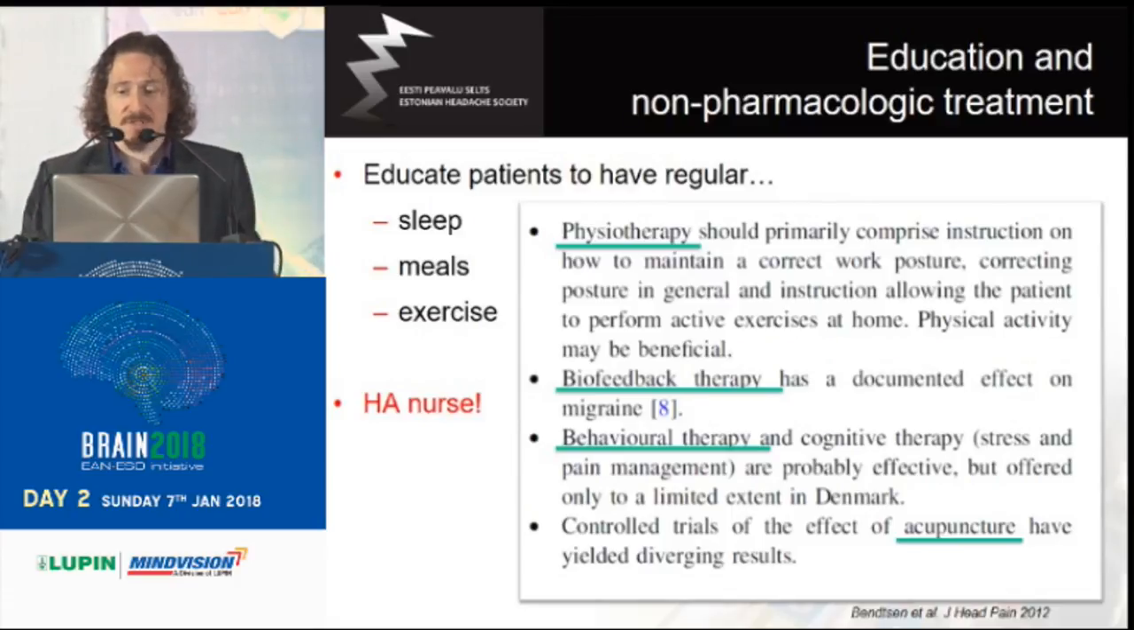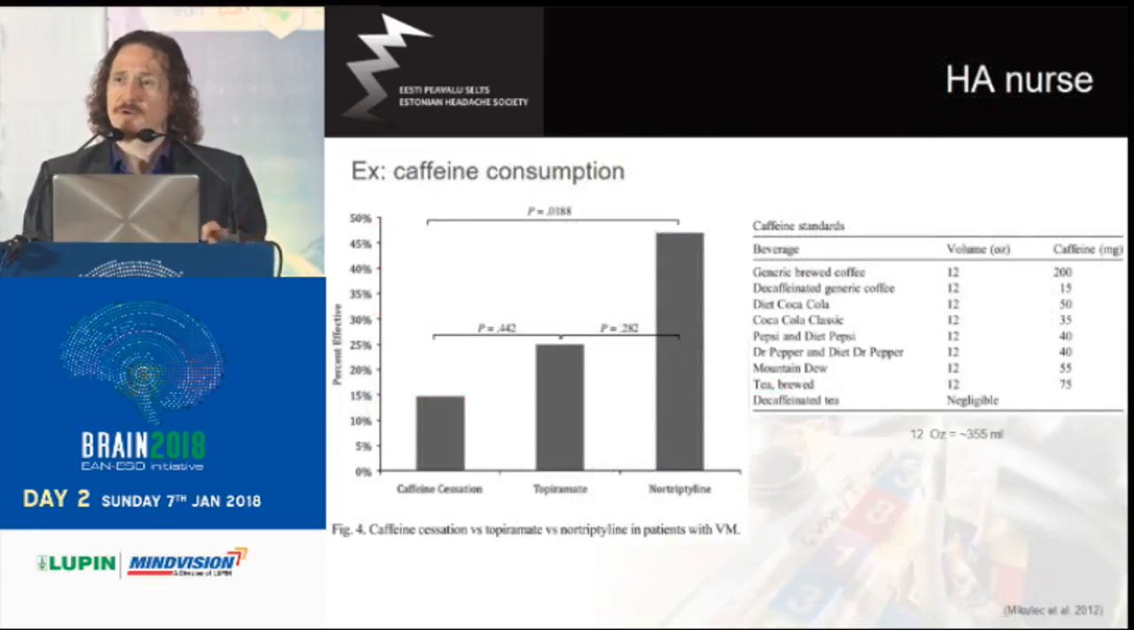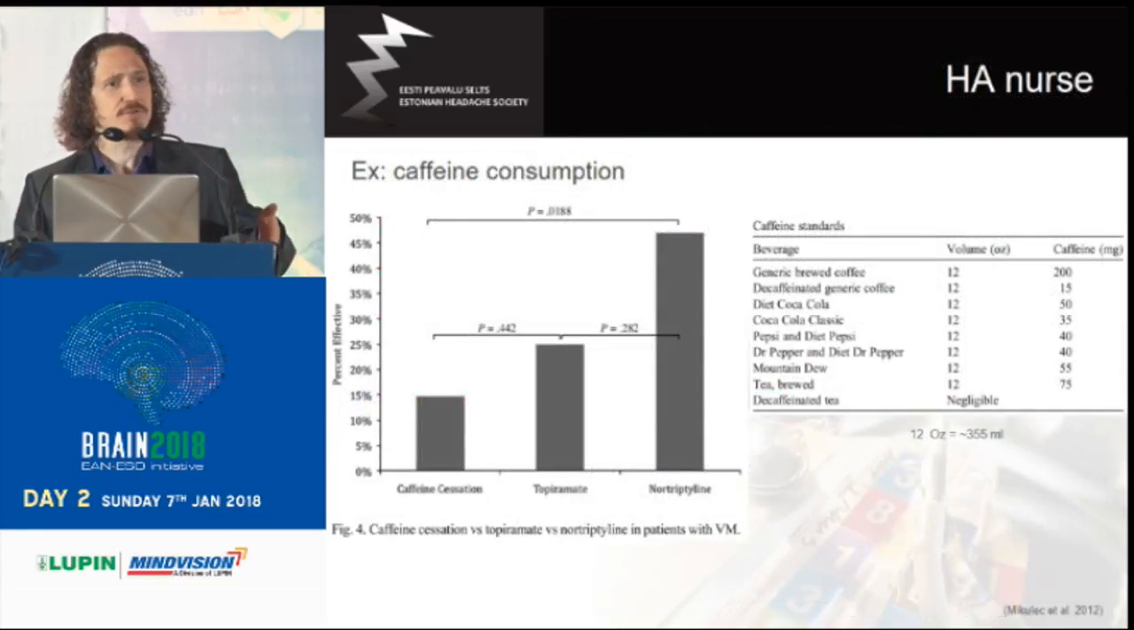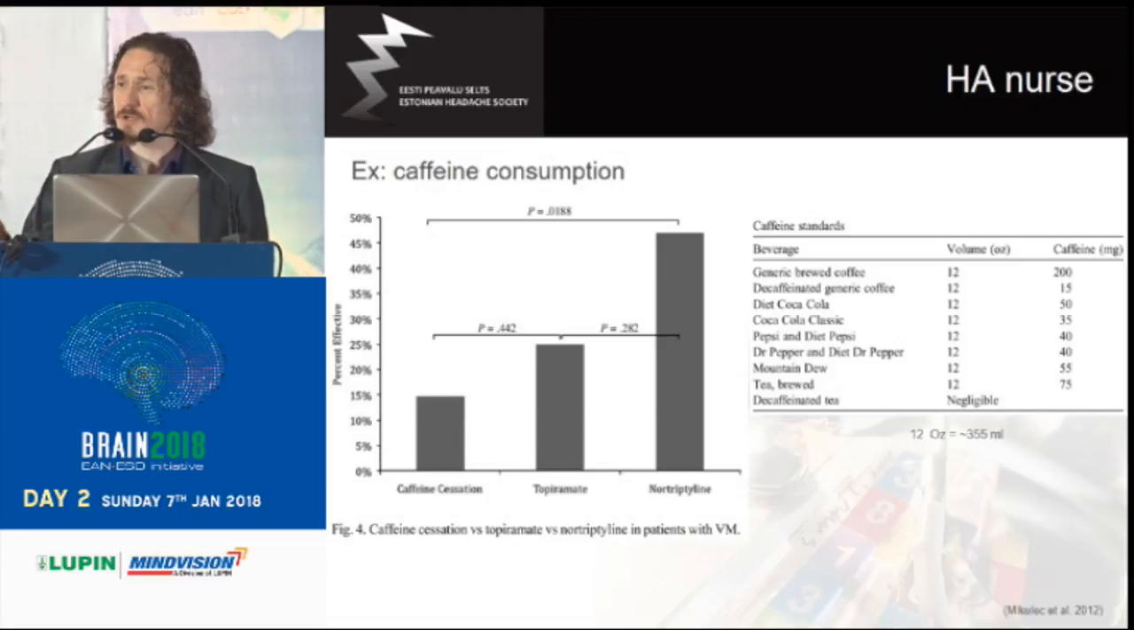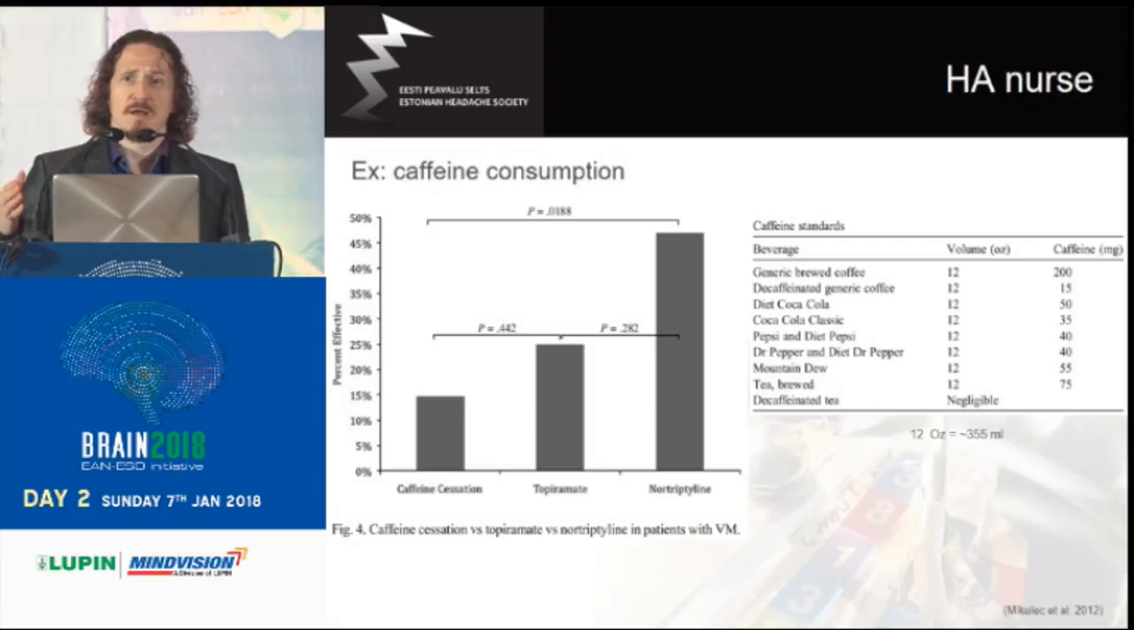But also, there is one example that I want to give you. For instance, what our nurse also does, she goes into dietary details with patients, what they eat, what they drink, and one important topic to discuss with patients with high-frequency episodic migraine is caffeine consumption, because it is known by now that high caffeine consumption can lead to increased frequency of migraine attacks and lead to chronification. It's a risk factor for chronification because caffeine has analgesic properties, and like we don't recommend patients to take painkillers very often, the same applies to caffeine.